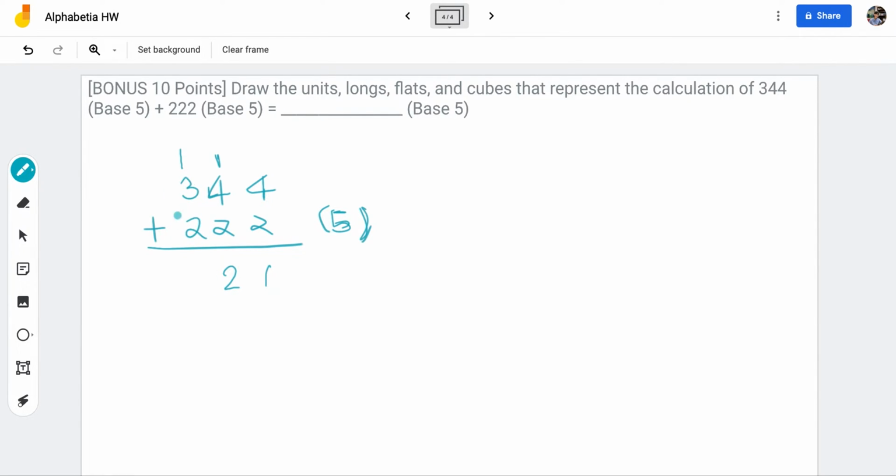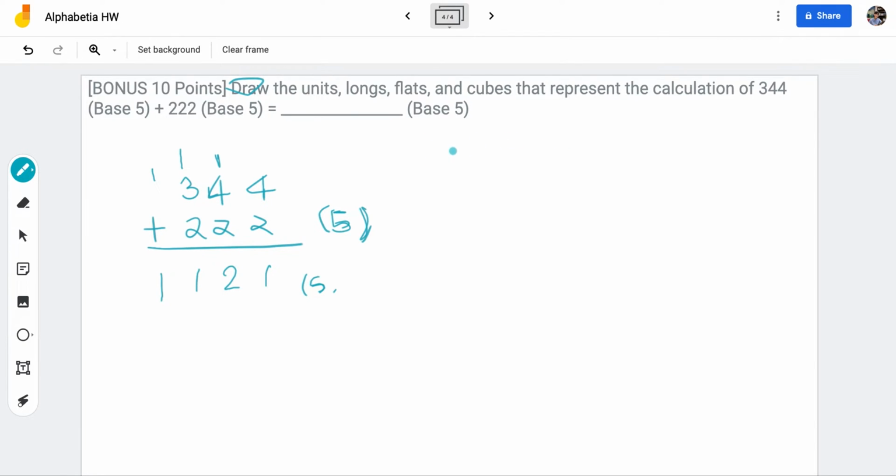I mean one cube, right? 3 and 2 flats make 1 cube. So you have 1 more long flat there. So this is going to be the answer, but I ask you to draw these, right? So let's see how you can draw.